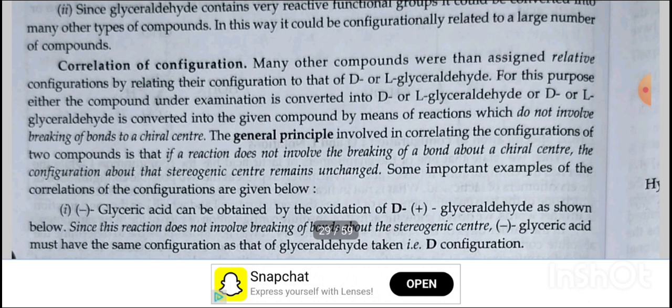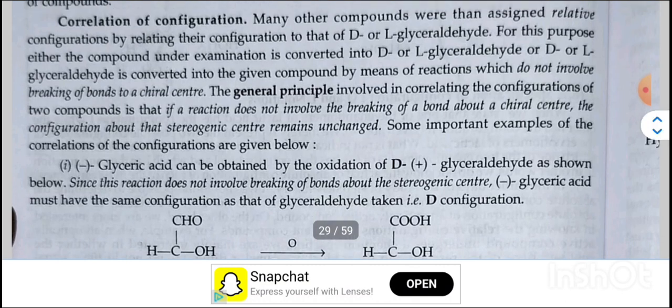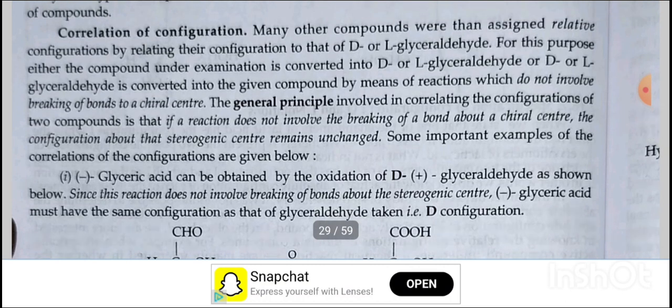Correlation of configuration. Many other compounds were then assigned relative configurations by relating their configuration to D and L glyceraldehyde. For this purpose, either the compound under examination is converted into D or L glyceraldehyde, or D or L glyceraldehyde is converted into the compound, by means of reactions which do not involve breaking of a bond to a chiral center.